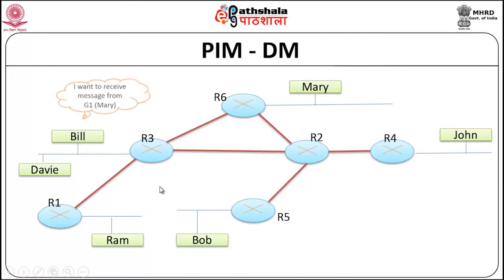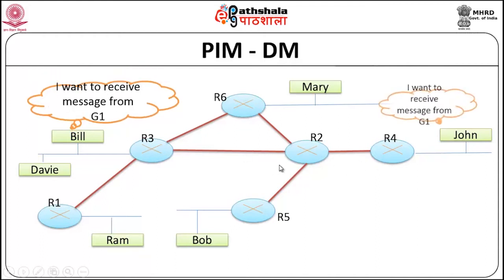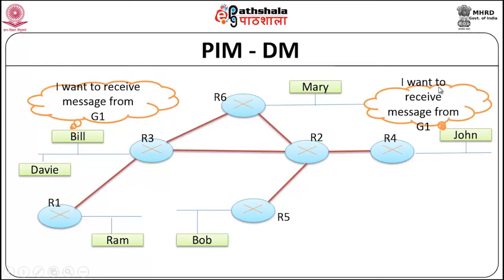Okay. So, now let us say Bill and John also want to receive messages from this. They will have to inform their respective designated routers, their first hop routers, that they are interested in receiving this message. So, I want to receive messages from G1. This information is given by Bill to R3, which is its designated router, and this will be done through the IGMP protocol. There is no effect of PIM in this. Okay. So, Bill would have informed R3. So, R3 knows that it would like to receive messages from G1. Similarly, let us say John also wants to receive messages from G1. So, he informs that to R4.